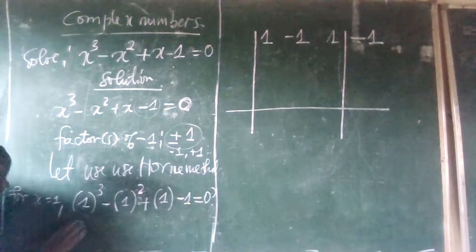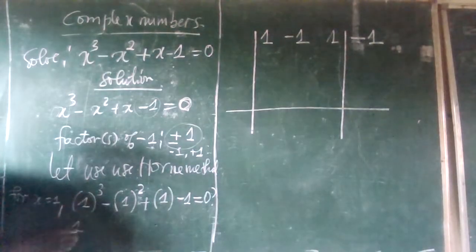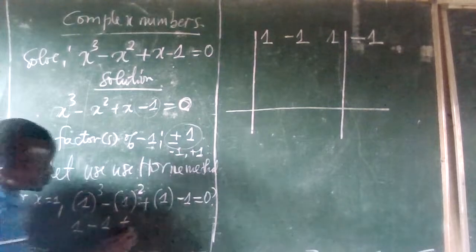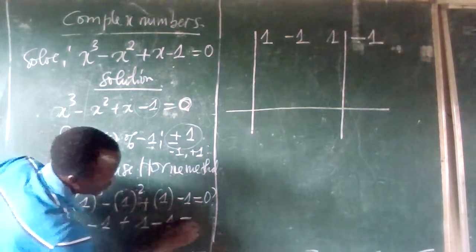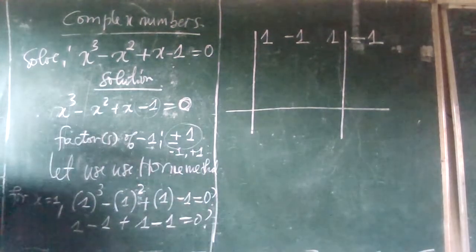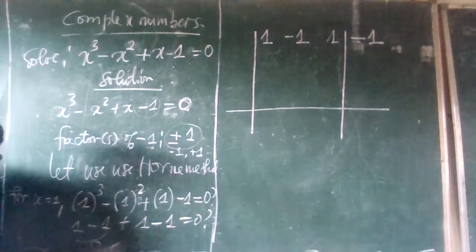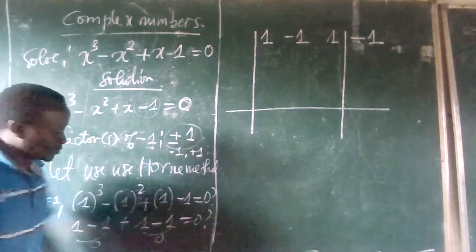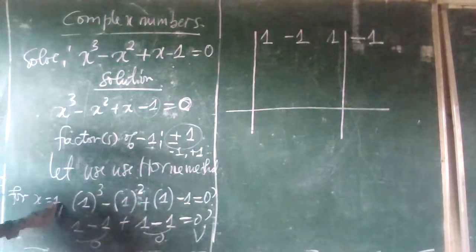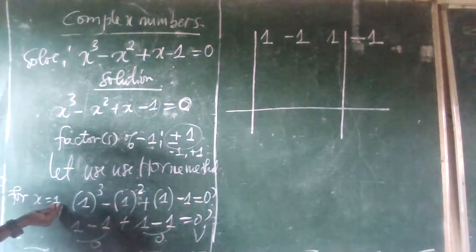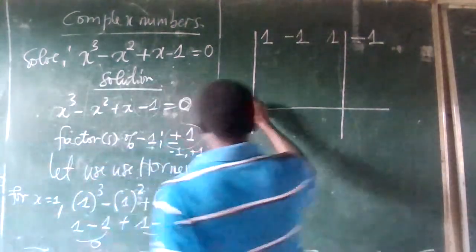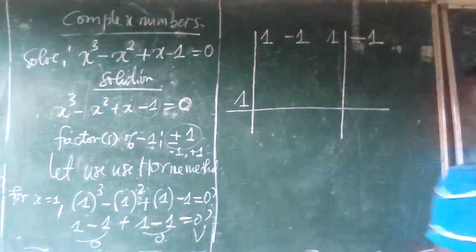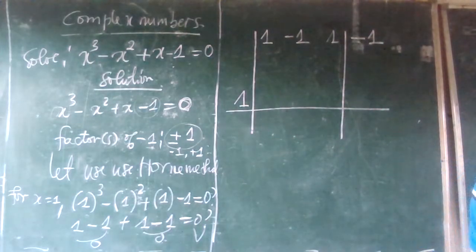This is 1, 1 minus 1 plus 1 minus 1 is equal to 0. Right? This is 0. It means that our factor is x equal to 1. Now we put 1 here. Let us continue for the next.